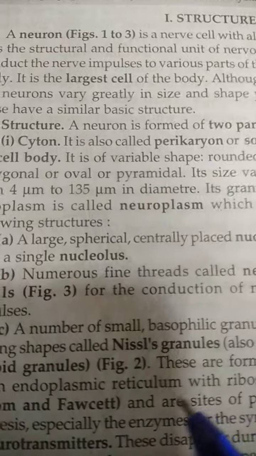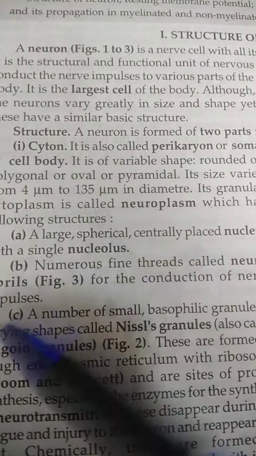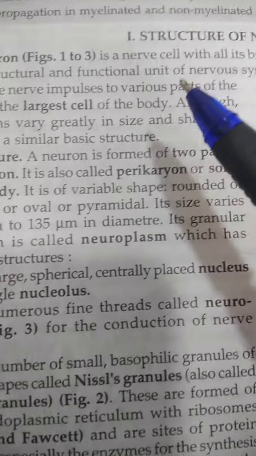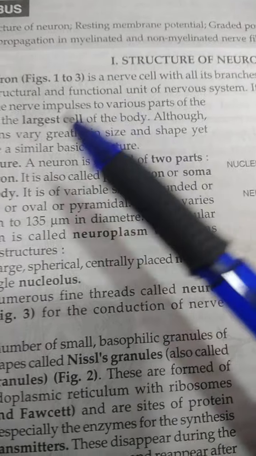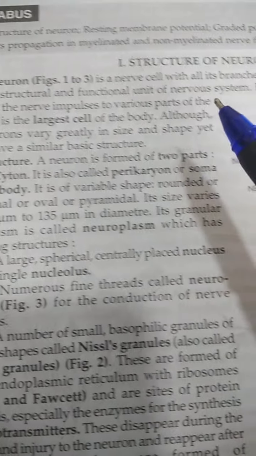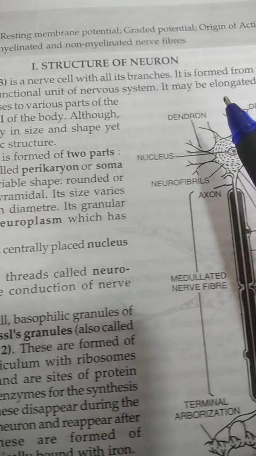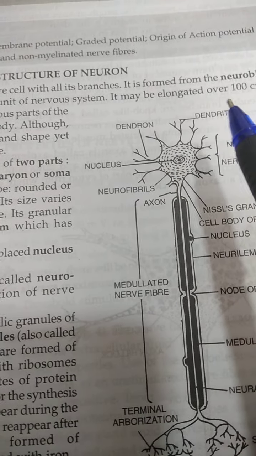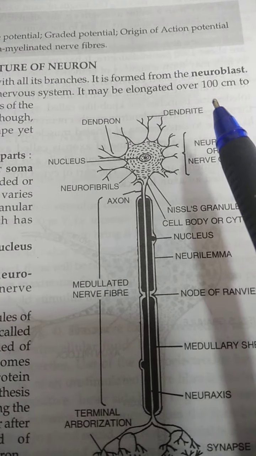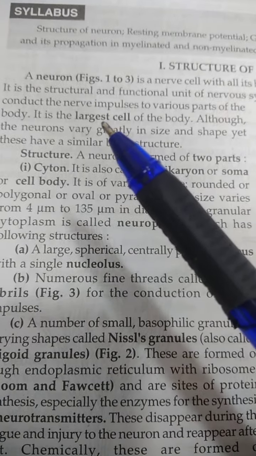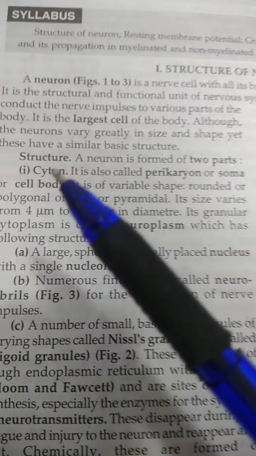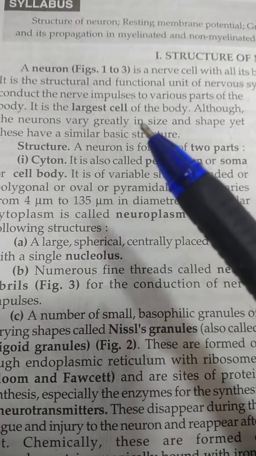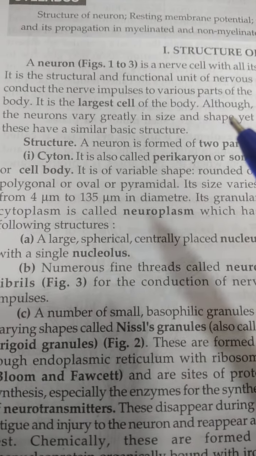Now you can come to the theory part to go into a little more detail. This is a nerve cell with all its branches. This is the structural and functional unit of the nervous system, and it may be elongated; the size given here is 100 centimeters. The main function is to conduct nerve impulses to various parts of the body, and this is one of the largest cells of the body.